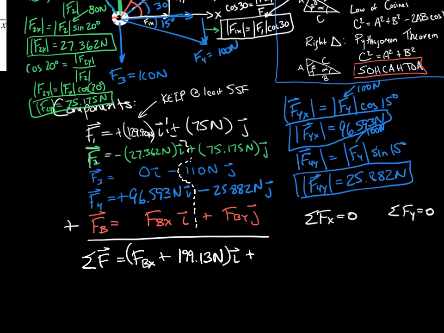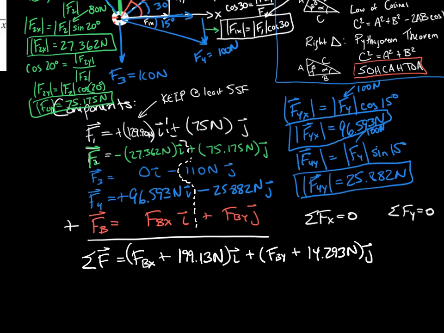Okay, now I'm going to add up all the j terms, which is going to be FBY plus all the other terms. So I'm going to start doing that. So it's going to be 75 plus 75.175 plus, minus 110 minus 25.882 equals a small number, 14.293 newtons. Okay, j.